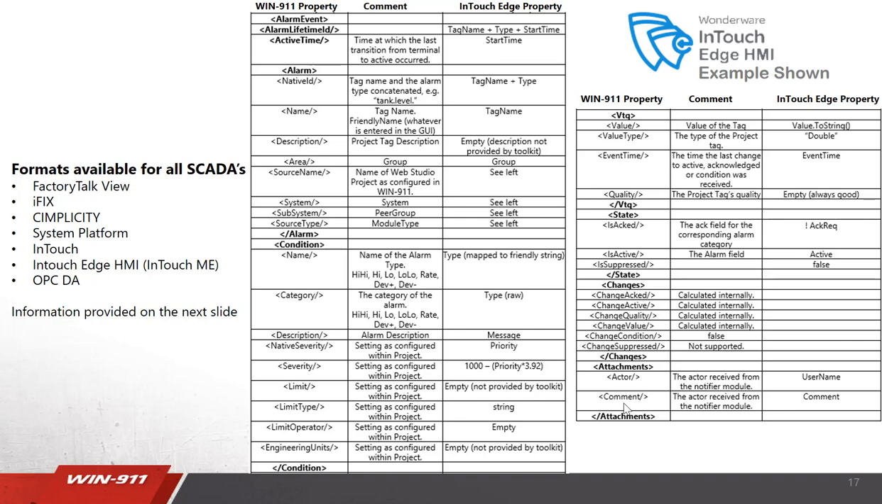So looking at this table and using the InTouch Edge HMI as an example, let's just go through the various properties that are on an alarm event. An alarm event contains an alarm lifetime ID. The alarm lifetime ID uniquely identifies an alarm from the time that it goes active until the time that it becomes both inactive and acknowledged. And so that ID is usually a GUID. In the case of InTouch Edge HMI, it's the tag name plus its type plus its start time.